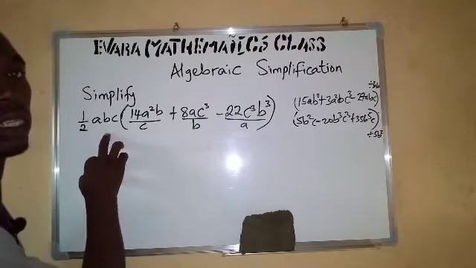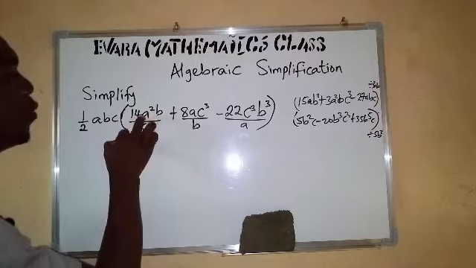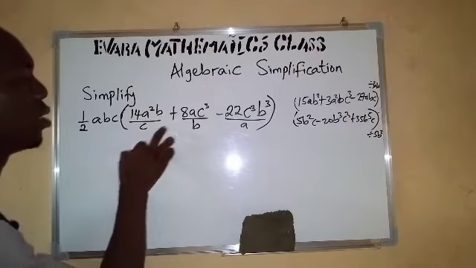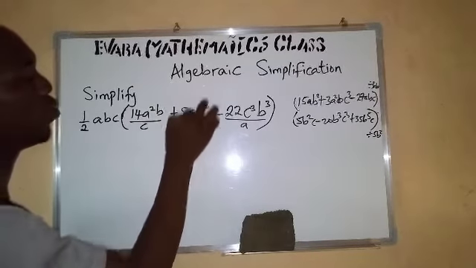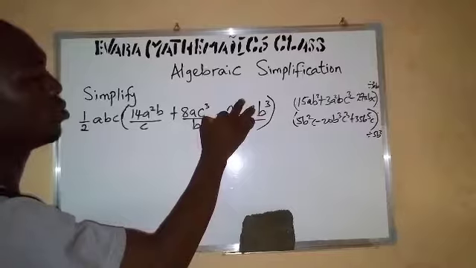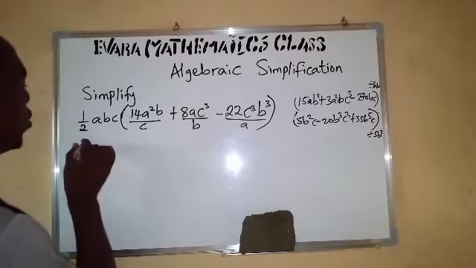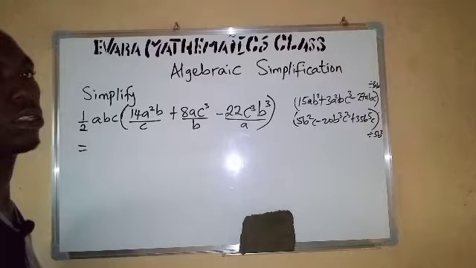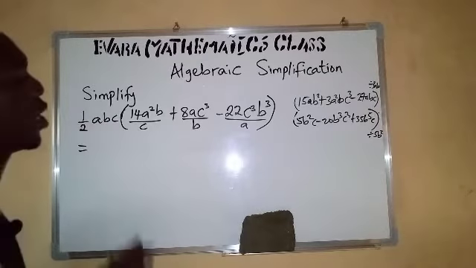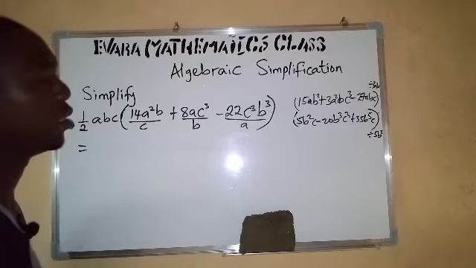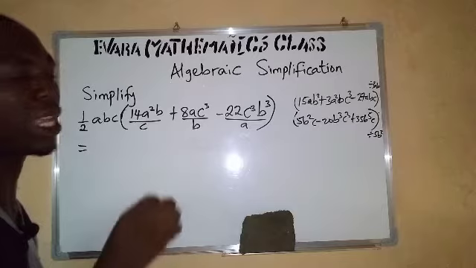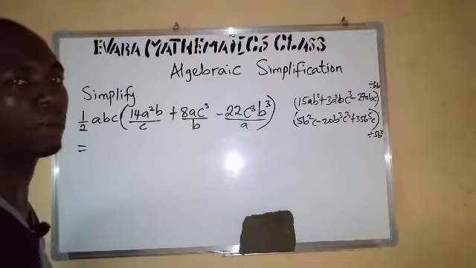Half abc into bracket 14a squared b over c plus 8ac cubed over b minus 22c cubed b cubed over a. So how do we start? The term outside the bracket is going to be used to multiply each term in the bracket.